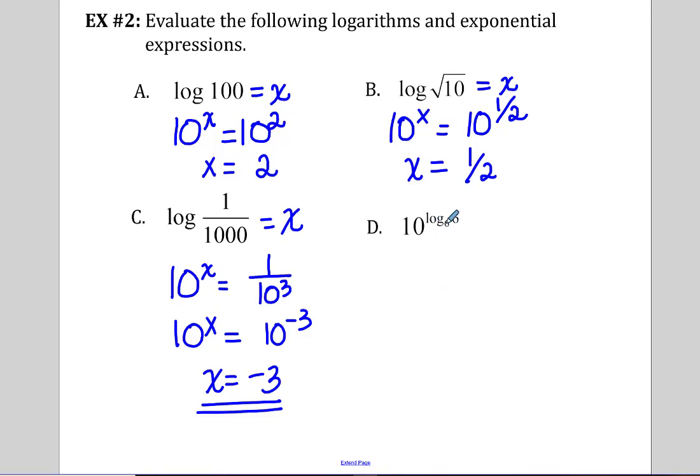And this one, the same thing. 6 to some power is 6. So that would be 6 to the first is 6 to the first. So that would equal 1.